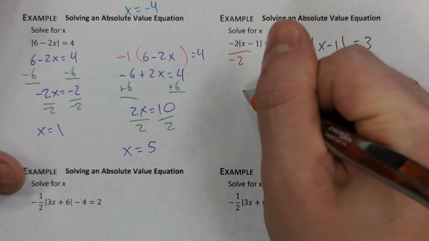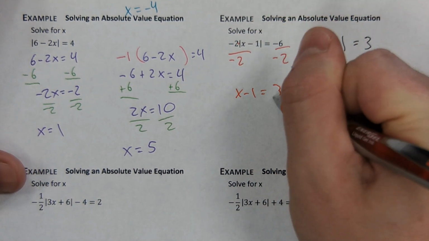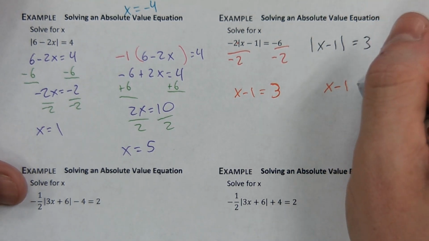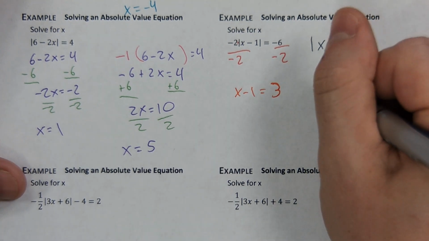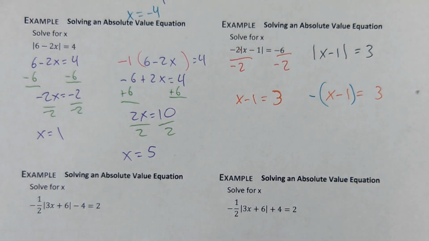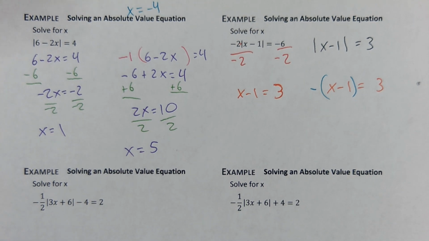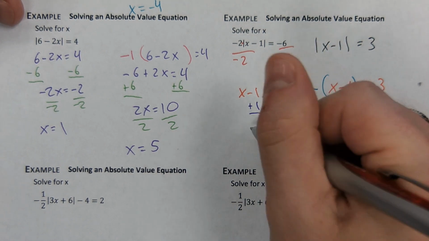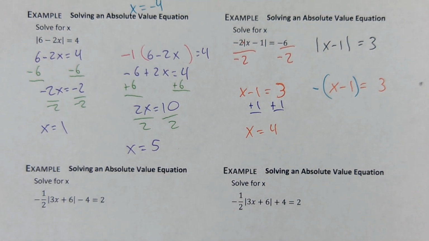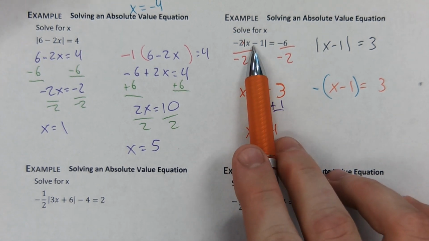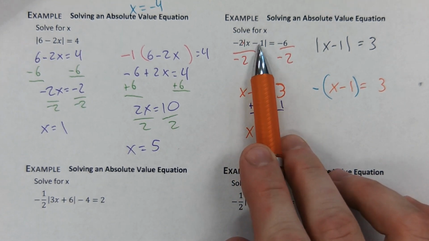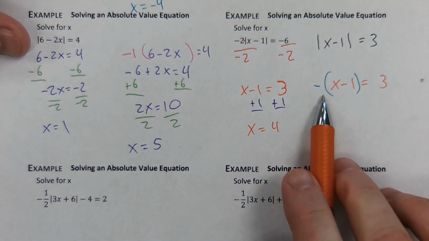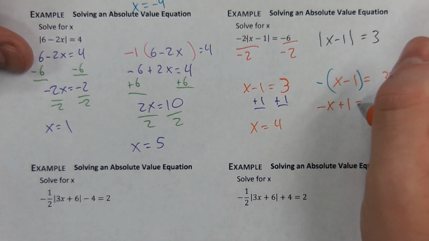So best case scenario, the inside was a positive number. Worst case scenario, the inside was not a positive number, and the absolute value bars were hiding that from us. All right. I mean, that's pretty easy, right? Add 1 to both sides. Gets me x equals 4. You might as well check it. 4 minus 1 is 3. Absolute value of 3 is 3. 3 times negative 2 is, yes, negative 6. Good. Distributing the negative 1 here gets me negative x plus 1 equals 3.